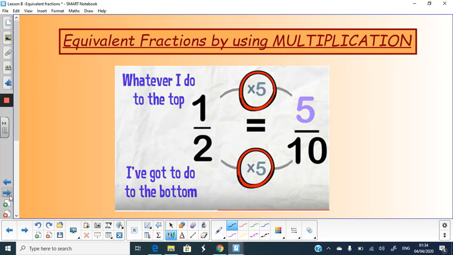So moving on to the next example, I'm taking the same fraction, but this time I'm multiplying it with 5. I multiplied 1 with 5, so 1 times 5 is 5 and 2 times 5 is 10. Please remember, whatever I do to the top, I have to do to the bottom. Whichever number I'm multiplying the top with, I have to multiply the same number at the bottom.